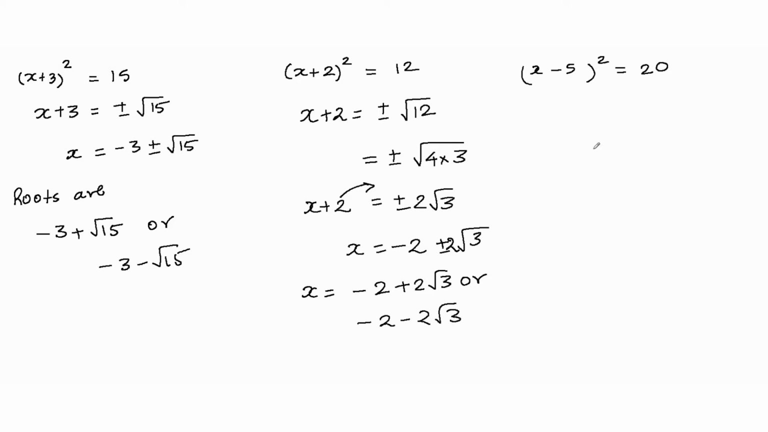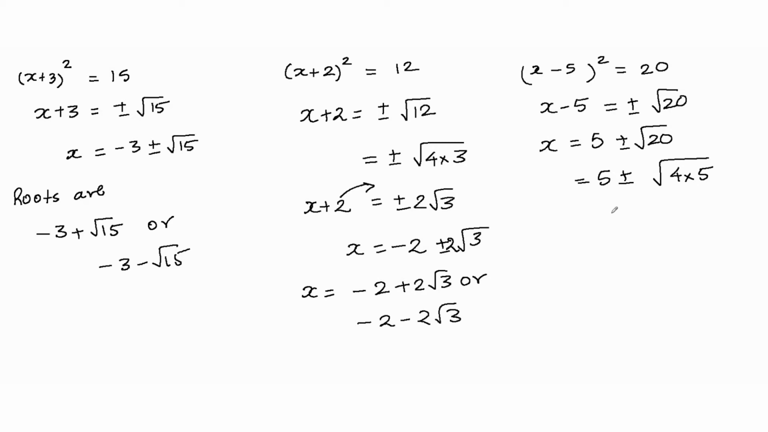Similarly, in the third one, x minus 5 the whole square is 20, which means x minus 5 will be square root of 20, of course with a plus or minus sign, which means x is the negative 5 transposes to the other side as positive 5 plus or minus root 20. And I can write root 20 as root of 4 into 5. 4 comes out of the square root, so it is 5 plus or minus 2 root 5. Therefore, x is 5 plus 2 root 5, or it is 5 minus 2 root 5, right? These are the two roots of the given quadratic equation.